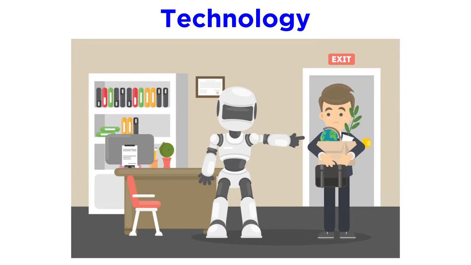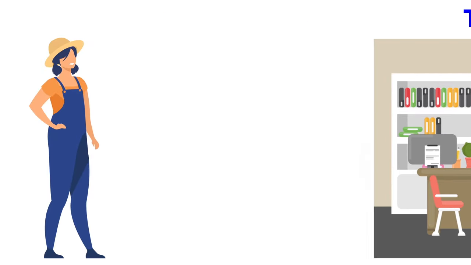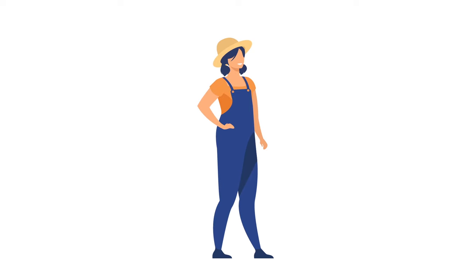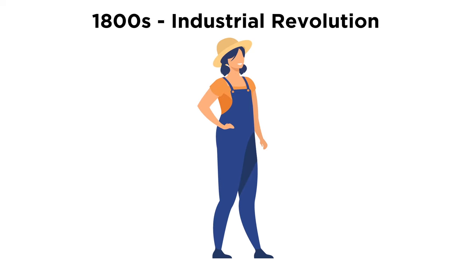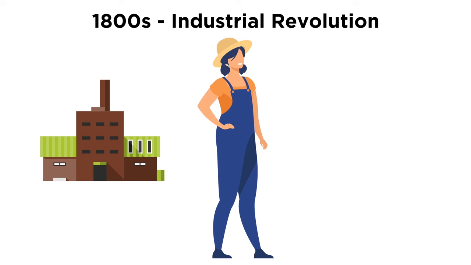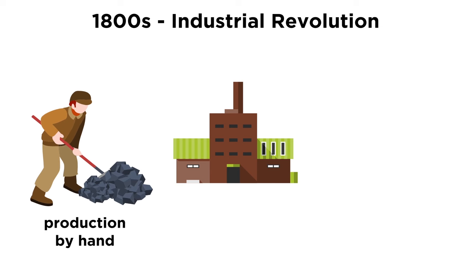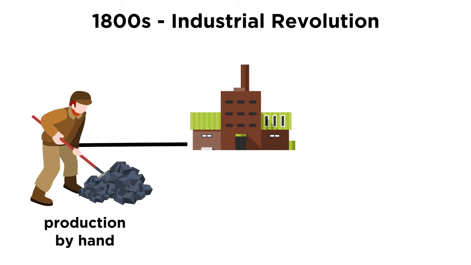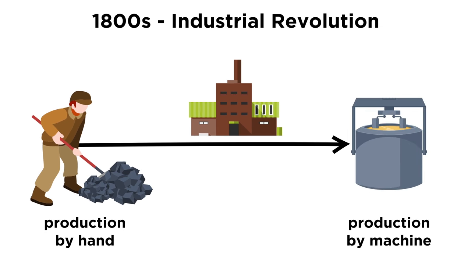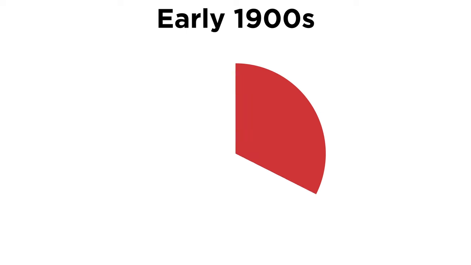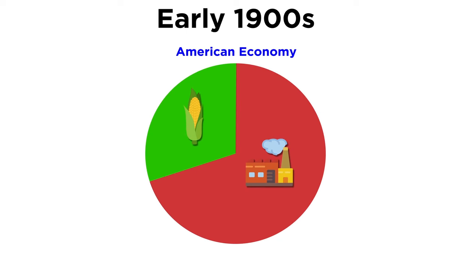Technology is constantly changing the labor force. In the early days of the United States, most citizens were farmers. Throughout the 1800s, however, the economy transformed due to the Industrial Revolution, a time of rapid economic expansion caused by the shift from agriculture and production by hand to factories and production using machines. By the early 1900s, heavy manufacturing had become the main driver of the American economy.